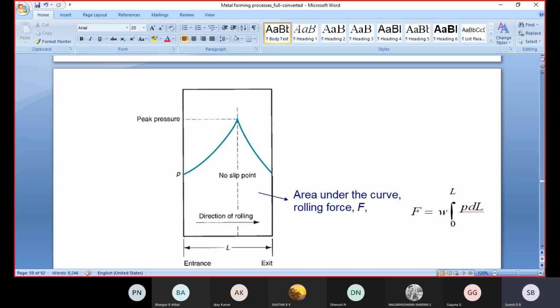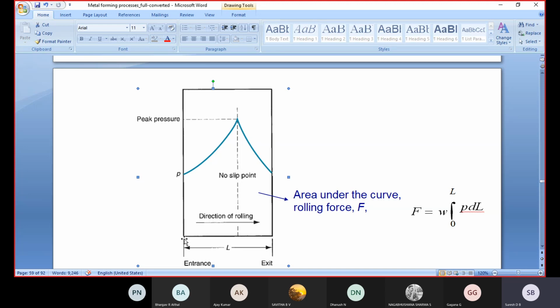Along the x direction, you can consider the direction of the roller. Along the y direction, you can consider the force or load. Along the x direction the material is moving from left to right, from entrance to exit. Along the y direction, due to rolling pressure, the force or load is acting on the material.